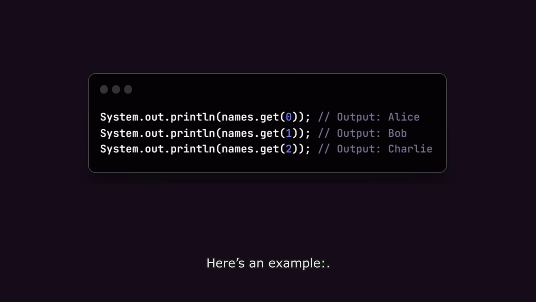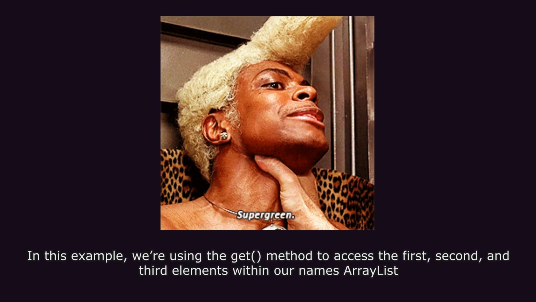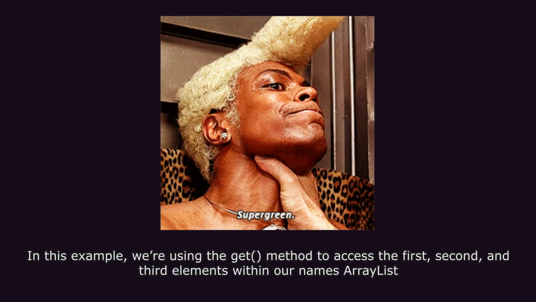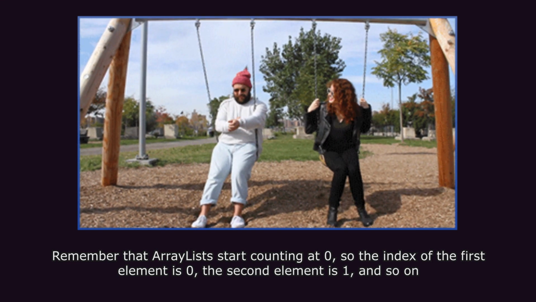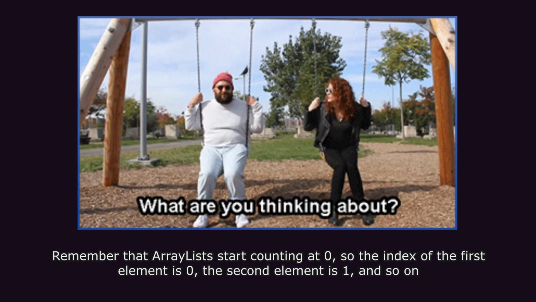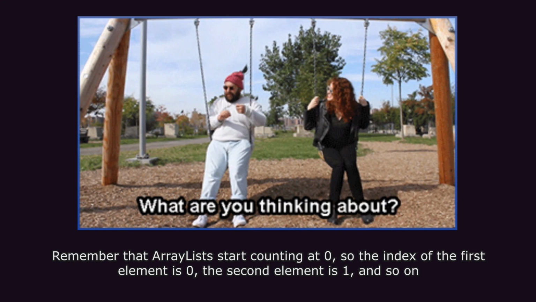To access elements within the ArrayList, we use the get method. Here's an example. In this example, we're using the get method to access the first, second, and third elements within our names ArrayList. Remember that ArrayLists start counting at 0, so the index of the first element is 0, the second element is 1, and so on.